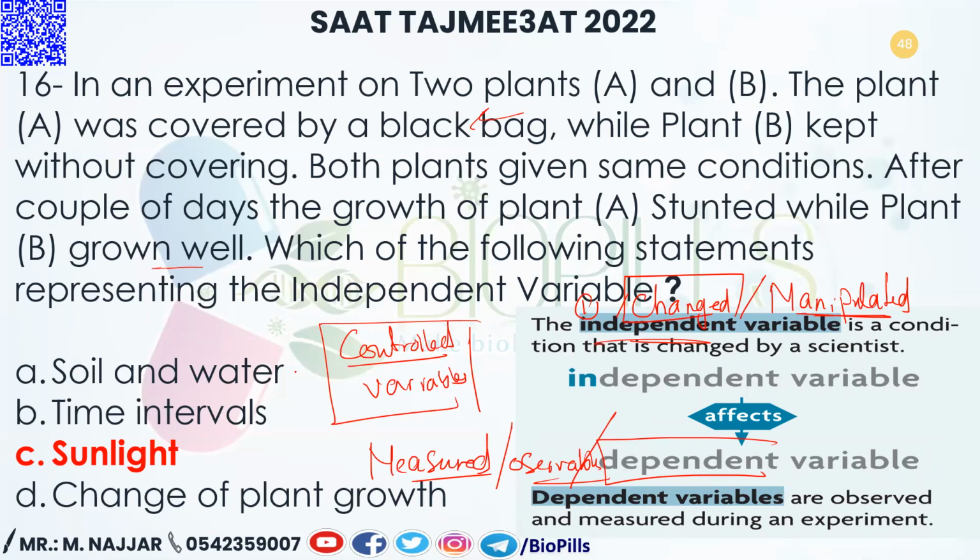Controlled variables, such as soil and water and time intervals, while the sunlight is independent. And the change of the plant growth is the measured, and it is the dependent variable. And there is no scientific experiment without those three variables: independent, dependent, and controlled.